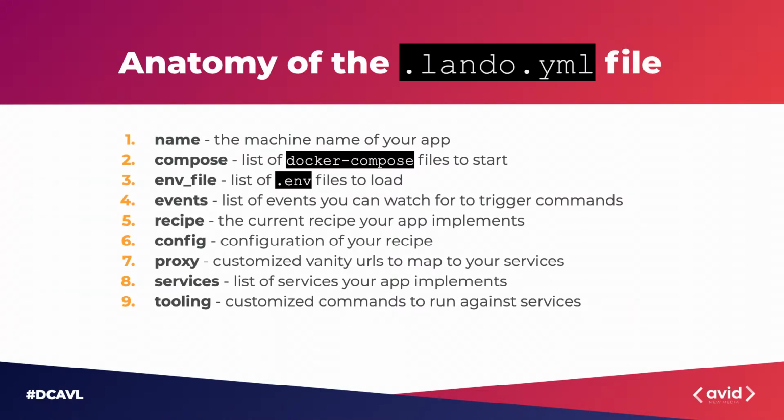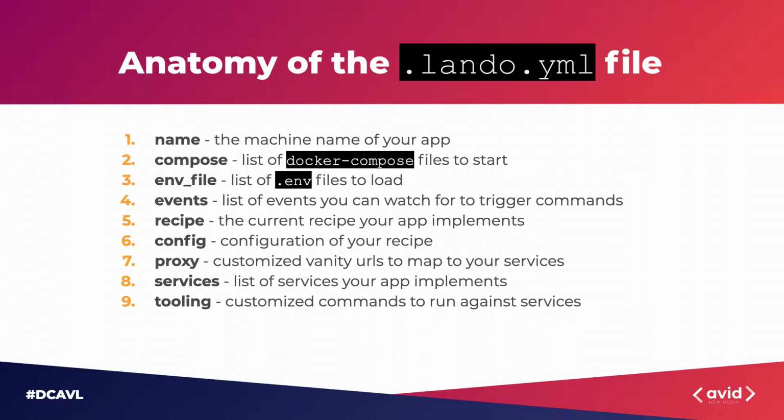And then you've got your config, which is basically your recipe configuration. This will just be where you can provide additional options that the recipe supports. There is a proxy variable that you can set where you can customize vanity URLs for each of your individual services. We're going to set up PHPMyAdmin here in a minute, and I'll show you what that looks like. As well as a list of services that your app implements, like MySQL or Node, as well as tooling, so any sort of custom commands you'd like to run against services.